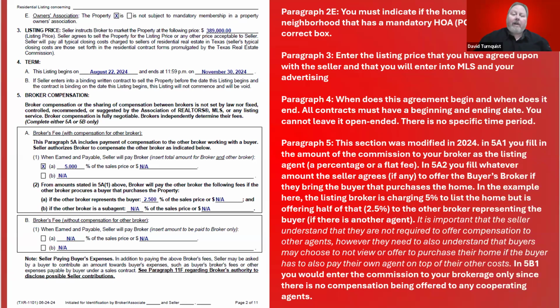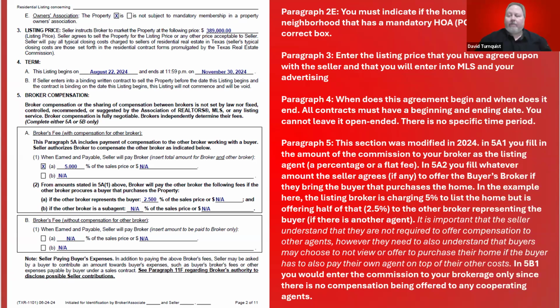You could take a 5% listing and only offer 1% to the buyer's agent. That's totally up to you and the seller. The seller needs to understand that when you don't offer compensation to the buyer's agent, it's possible that the buyer won't want to come see your house, because once the buyer realizes they've got to pay their own agent, that increases the cost of the home. And they may just say, you know what, I'm not interested in seeing this because it's going to cost me more money.